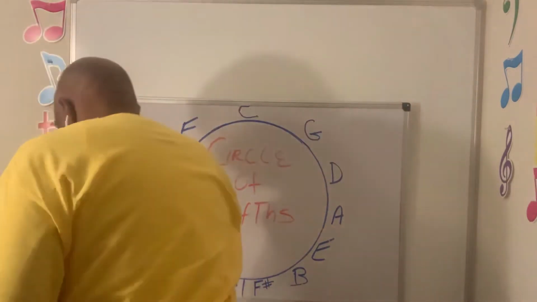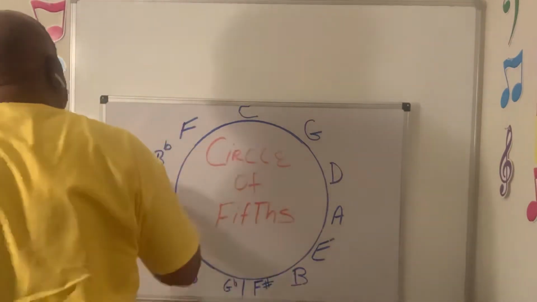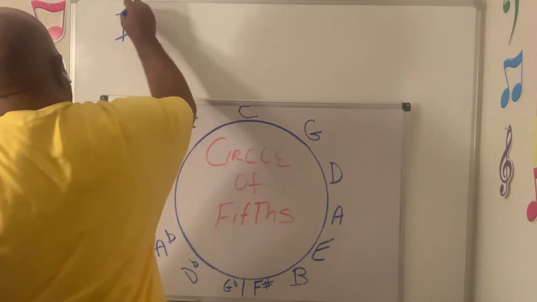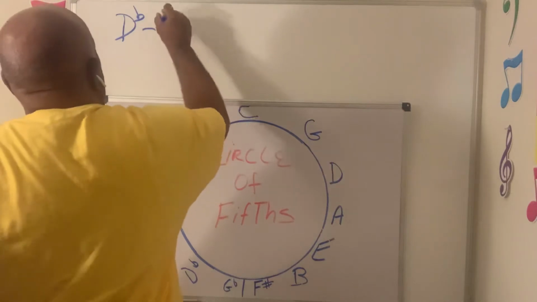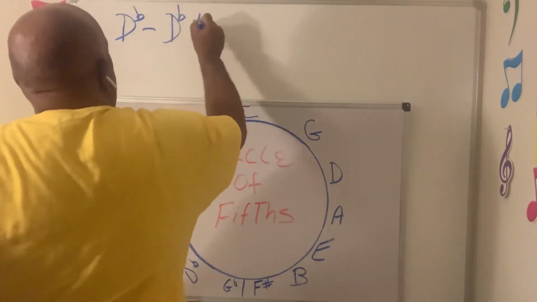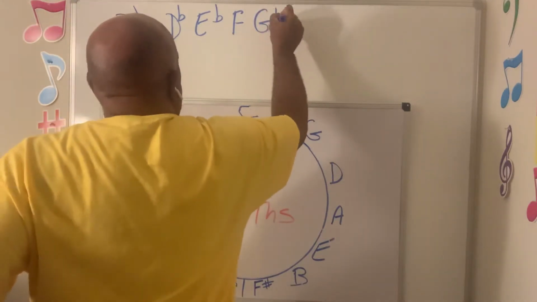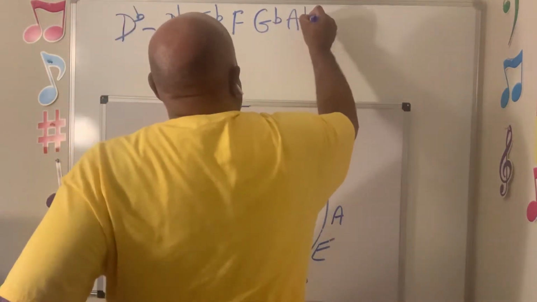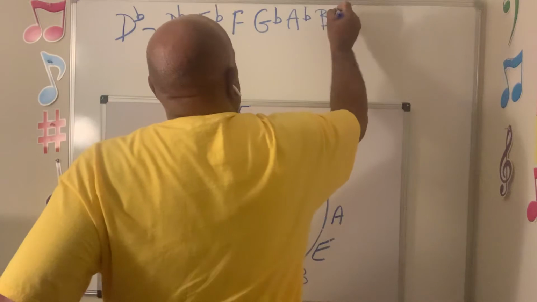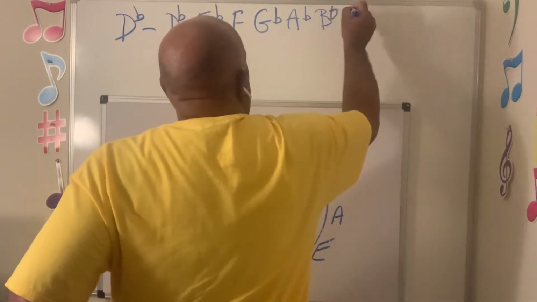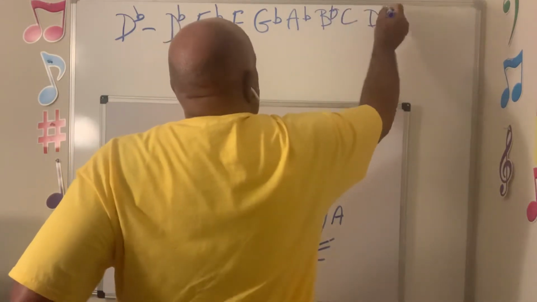All right. Now the D flat scale has how many flats? 5 flats. So that's D flat, E flat, F, G flat, A flat, B flat, C, and then back to D flat.